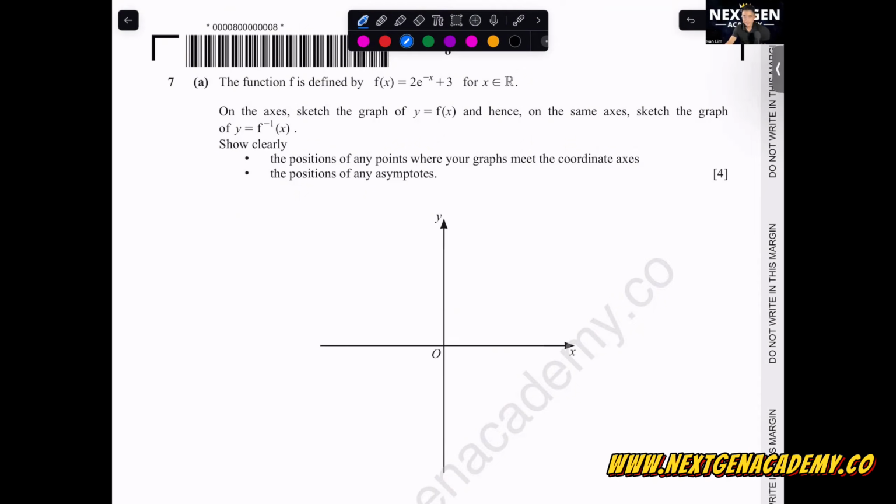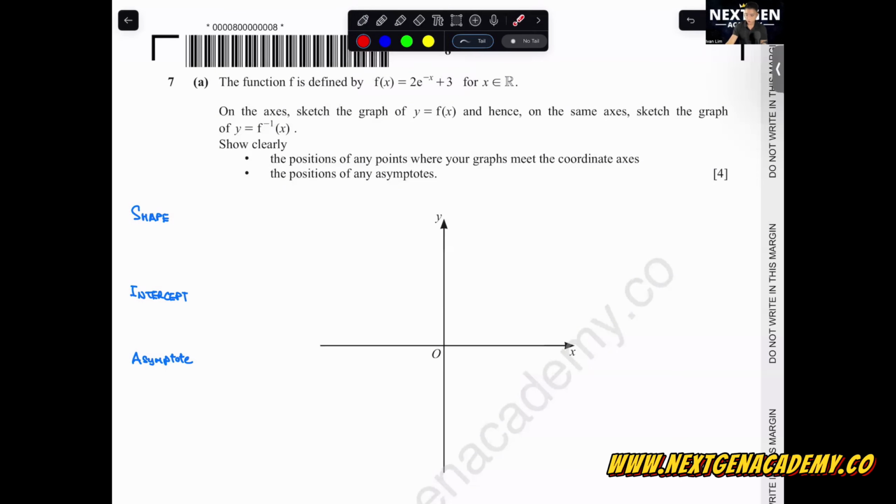So you think about S, I, and A. What's S, I, and A? You need to determine what is your shape. You need to write down where is the intercept. Then you need to determine where is the asymptote. For other graphs, I ask you all to remember SIM. For exponential and ln, you think about SIA. First thing, what is this shape? 2e to the power of negative x plus 3.